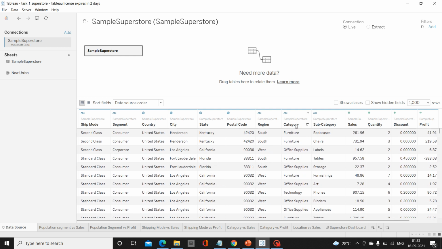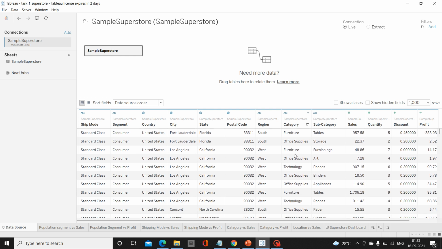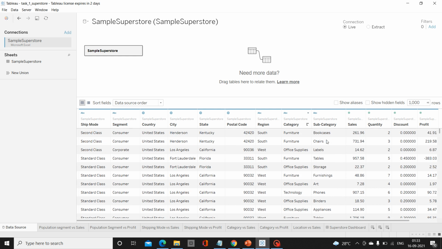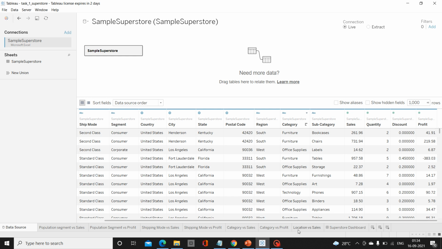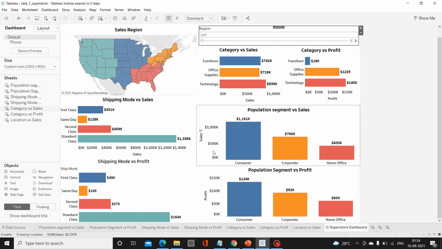We have divided the product into categories: furniture, office supplies, and technology, which are further subcategorized into tables, storage, furnishings, labels, chairs, etc. We have also the sales amount, the quantity ordered by the customer, the discount offered to the customer, and the profit earned in the transaction. So now moving on to the dashboard created from the given data set.